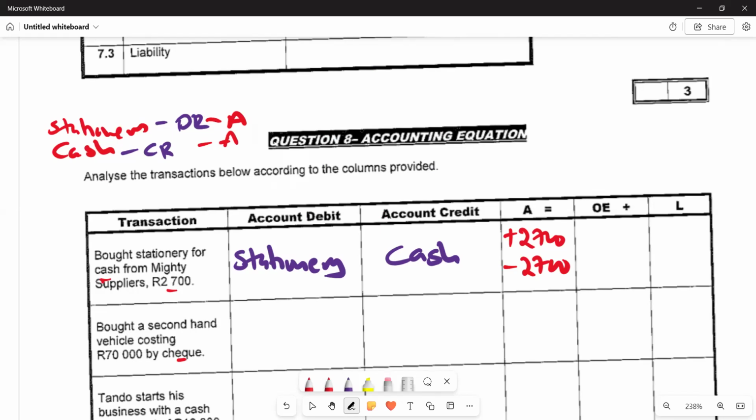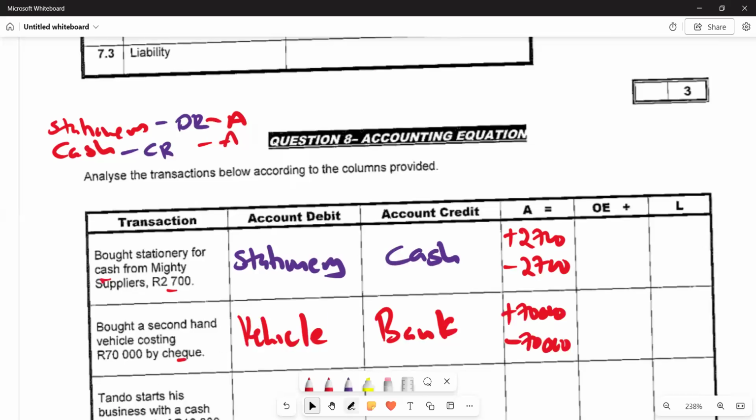So we are saying vehicle, and here credit bank. And we'll see that these are both assets again. Vehicle is a non-current asset, which is an asset. Bank is a current asset, which is an asset again. Then we are saying plus 70,000, and we say also minus 70,000. So this is what we have on the same side, which is assets. Then we try to see the next one, which is the last according to the video. Let's just try to see what we have there.